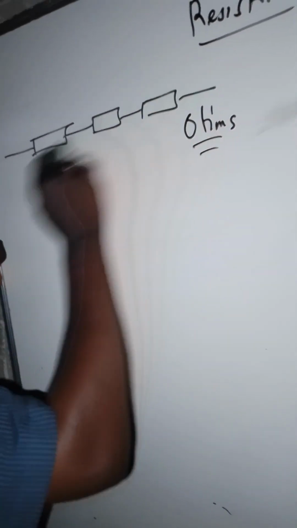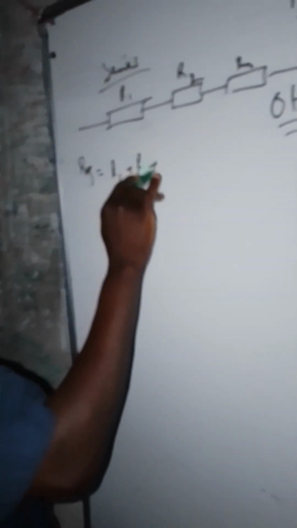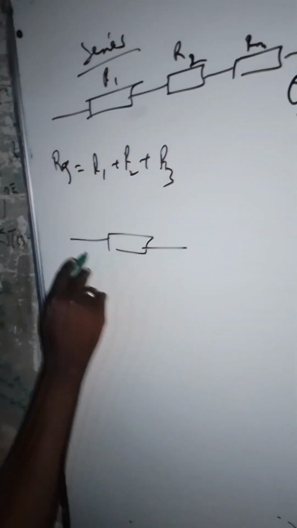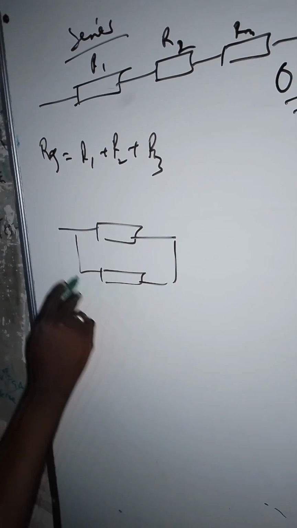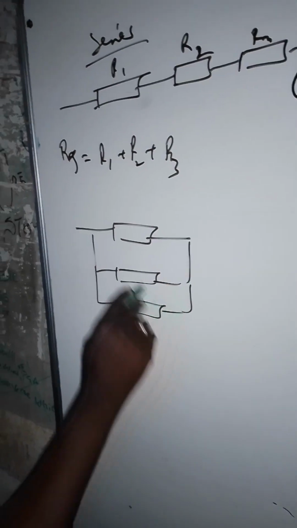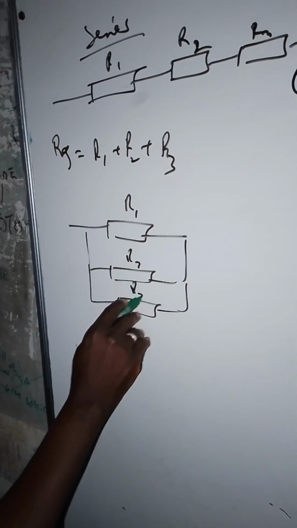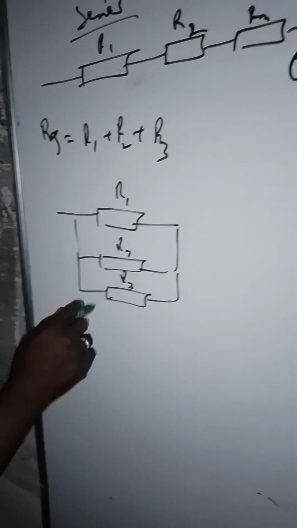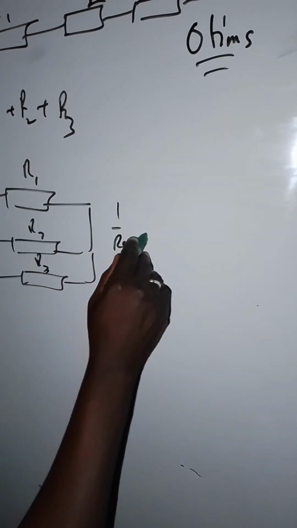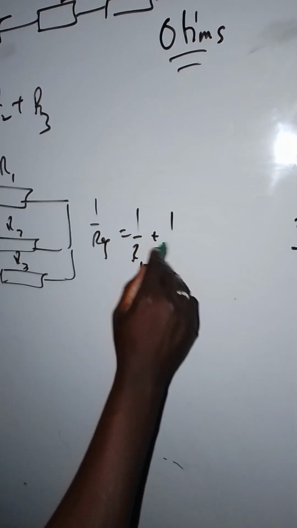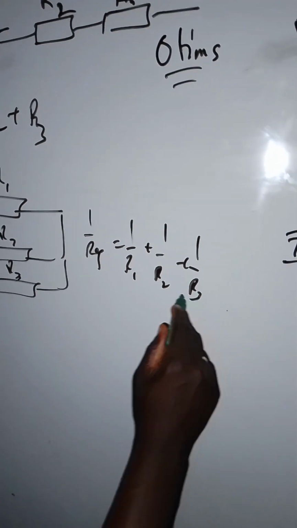This is resistors arranged in series. We have R1, R2, and R3, and the formula is R equivalent equals R1 plus R2 plus R3, as the case may be. And these are resistors arranged in parallel, R1, R2, and R3. Based on this, we have 1 over R equivalent equals 1 over R1 plus 1 over R2 plus 1 over R3.